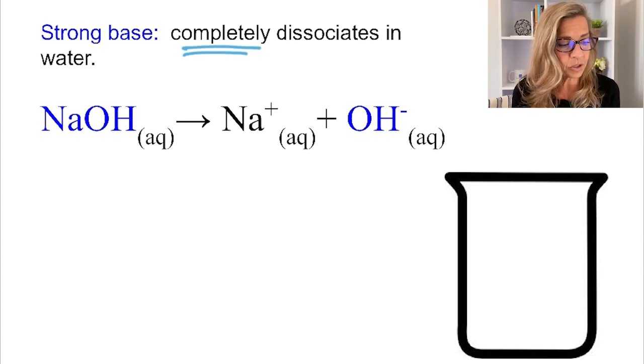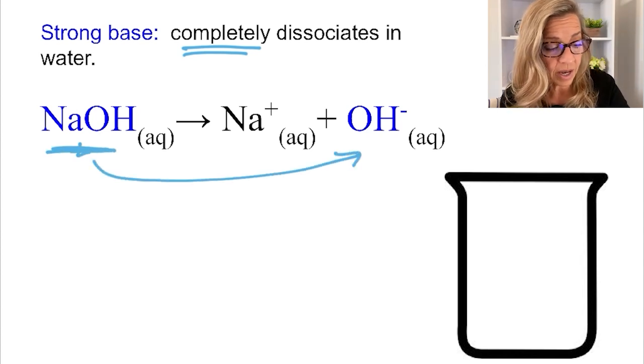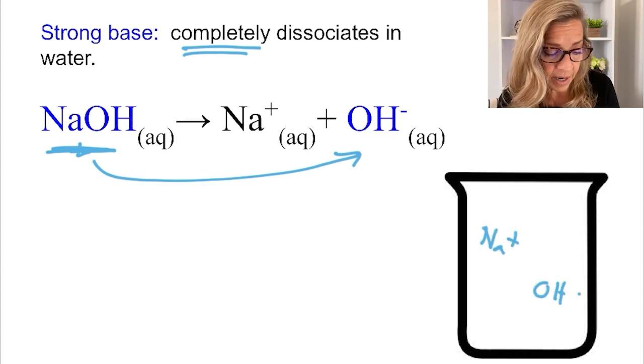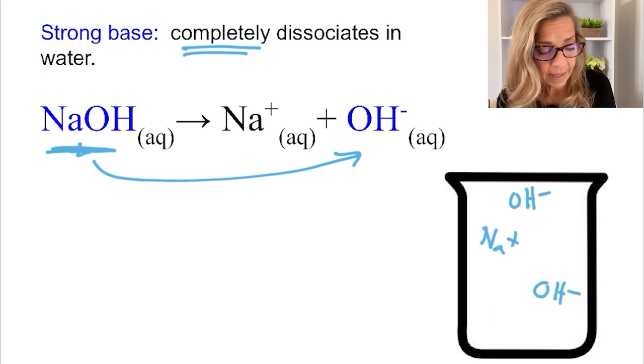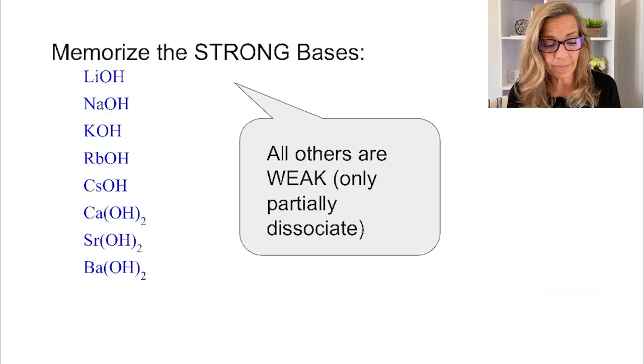Some bases, particularly hydroxides, completely dissociate. So whatever concentration you have of the original base, it's all going to come apart and give you that same concentration of hydroxide. And so this would have some sodium and hydroxide ions in solution. None of that NaOH will stay together. Now, what about weak bases?